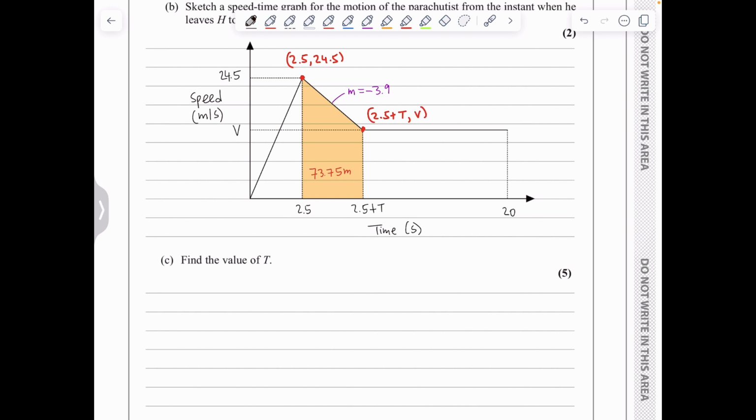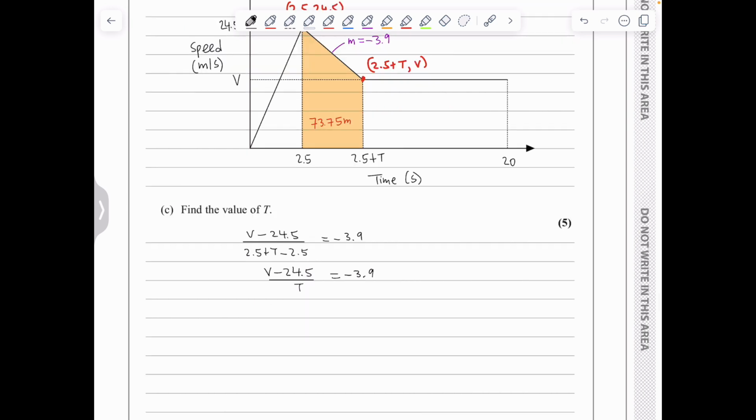So I could be using rise over run. So we've got V minus 24.5 over 2.5 plus T minus 2.5 is equal to minus 3.9. So we've got that V minus 24.5 over capital T is negative 3.9, and therefore this leads to V minus 24.5 is negative 3.9T, and so we have that V is 24.5 minus 3.9 capital T.